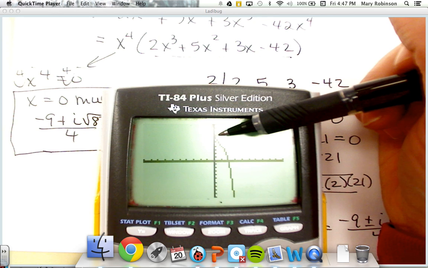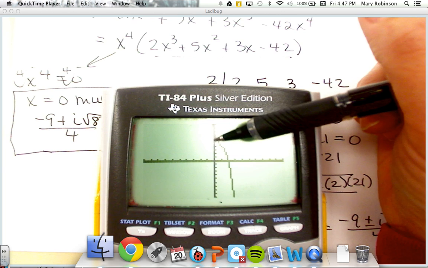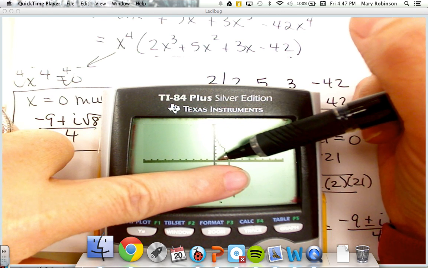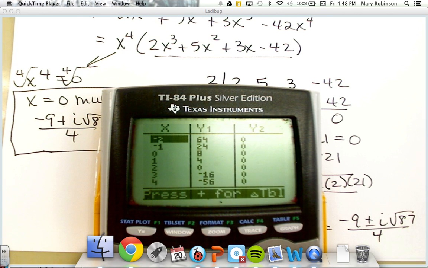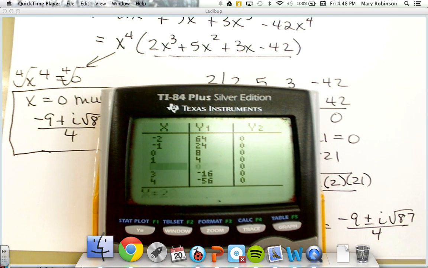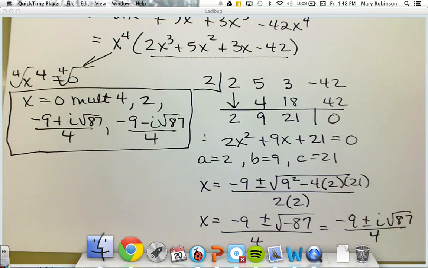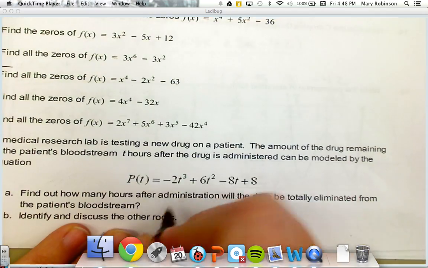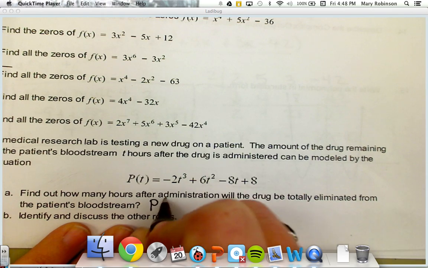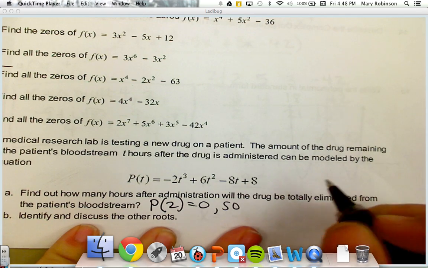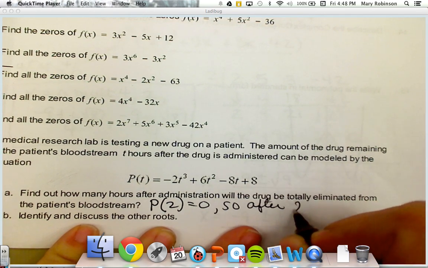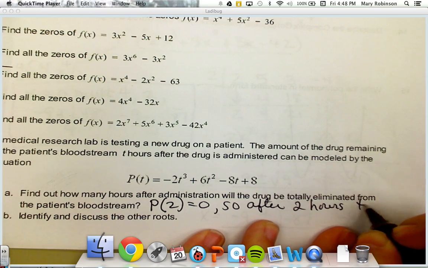So A says find out how many hours after administration the drug will be totally eliminated from the bloodstream. So if this is time, what we can assume is that T is represented in hours, and after 2 hours there's nothing left. And we can look at our table to tell us that, 2, 0. So for 9A, you would want to say P of 2 equals 0. So after 2 hours, the drug is eliminated.